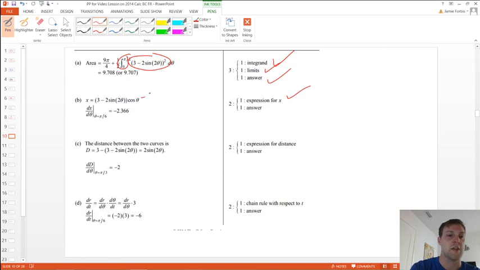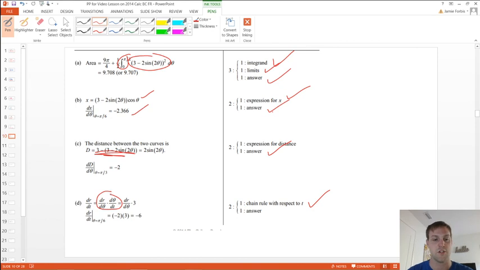Part B: the expression for x, which we did, and the answer, which we did in the calculator. The expression for the distance. I think some students might have overthought that one, maybe trying some crazy distance formula, but it's simply the difference in your radii. You take one function, subtract the other one, then take the derivative of that at pi over 3 and get the answer. And then lastly, we did the chain rule with respect to time t. They showed it more along the lines of the notation, not really the work, and then the answer for plugging things in.